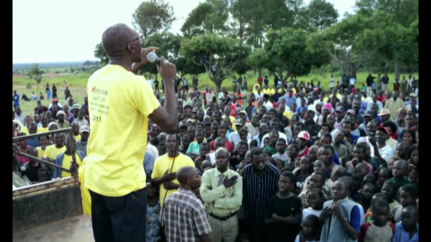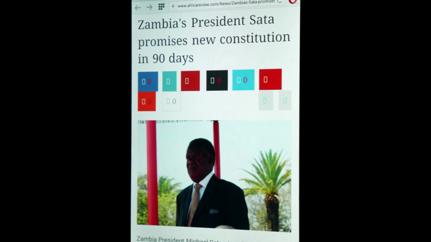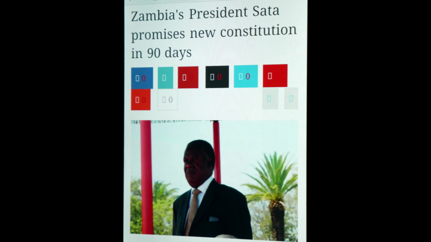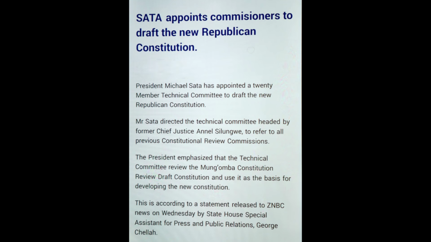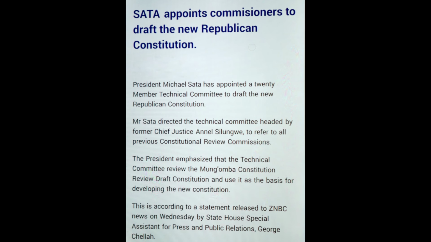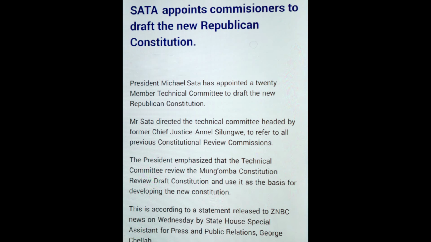All politicians aspiring for presidential office would promise a new constitution. Among those who promised a new constitution when elected into office was Michael Sata. Upon assuming office, Michael Sata appointed the Technical Committee on drafting the Zambian constitution in November 2011.